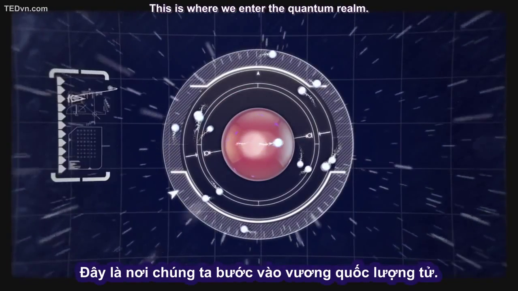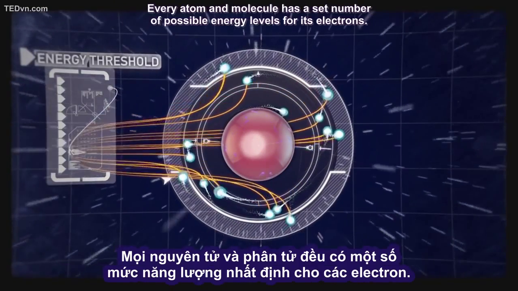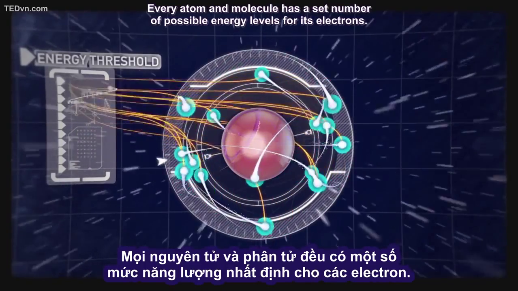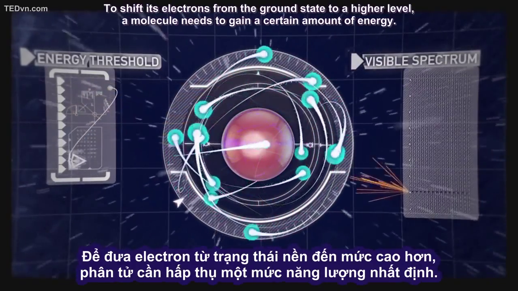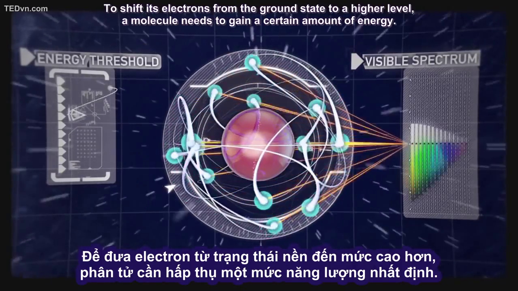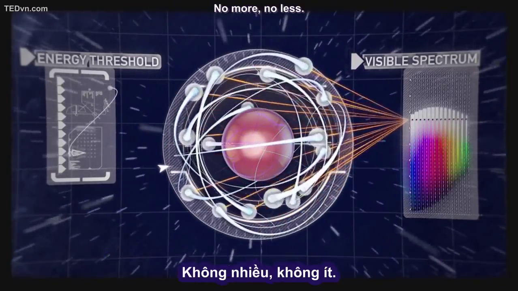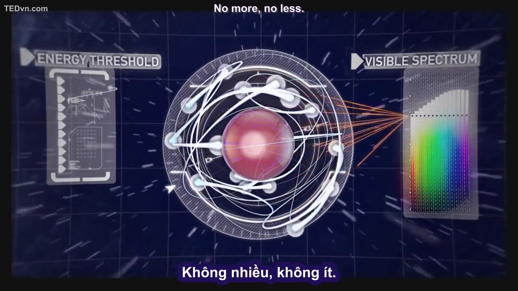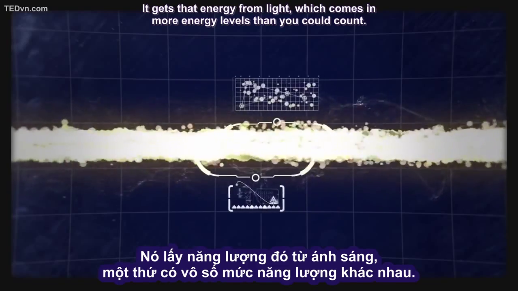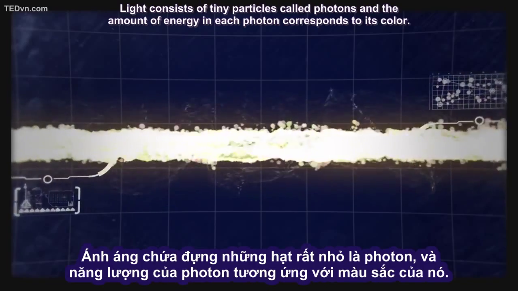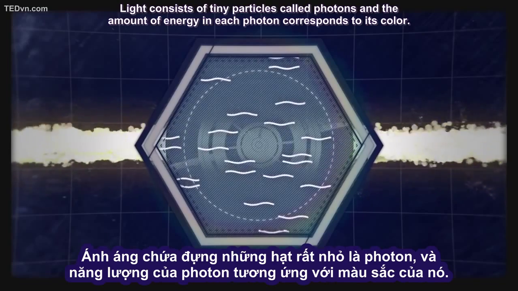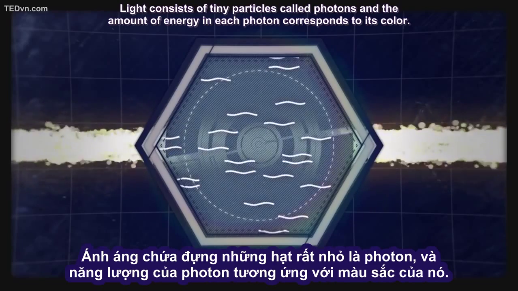This is where we enter the quantum realm. Every atom and molecule has a set number of possible energy levels for its electrons. To shift its electrons from the ground state to a higher level, a molecule needs to gain a certain amount of energy. No more, no less. It gets that energy from light, which comes in more energy levels than you could count. Light consists of tiny particles called photons, and the amount of energy in each photon corresponds to its color.